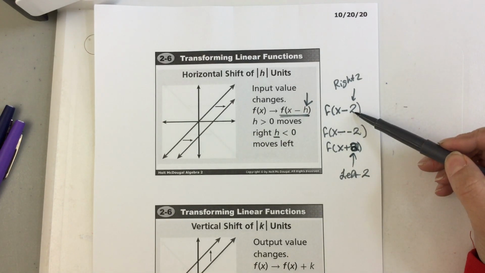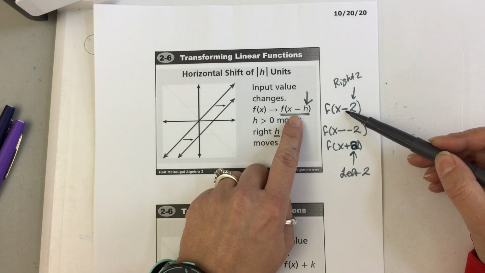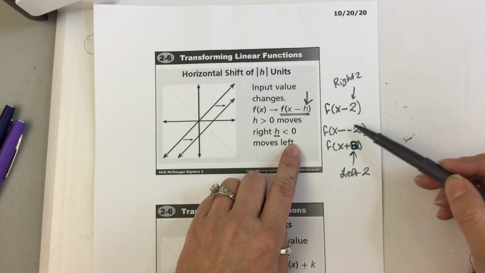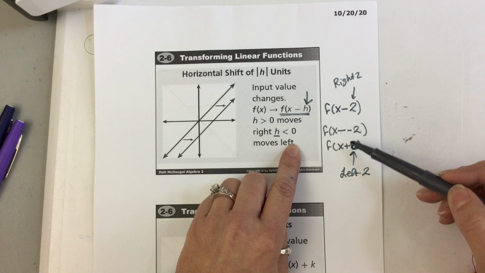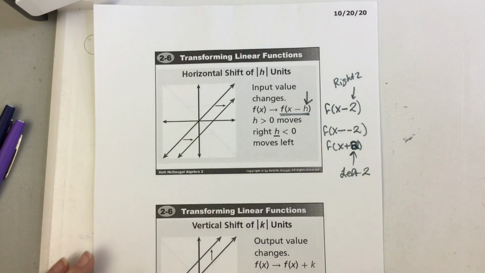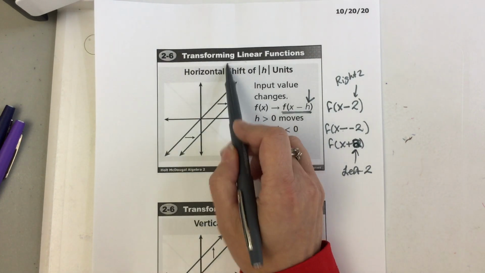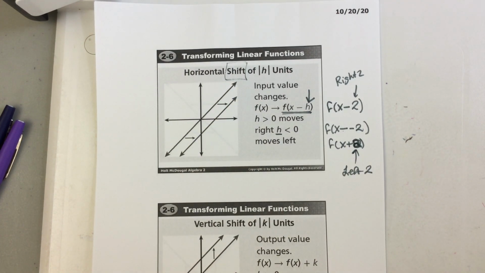If you're going to the right, you put a positive value in there so the negative stays where it is. If you're going to the left, you put a negative in with a negative, and minus a negative changes it to a plus. That means you're going to the left. Anytime you're adding or subtracting, it is a shift or a slide or a translation. It just means you're sliding the graph over.